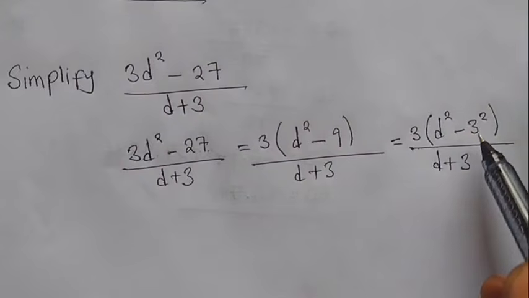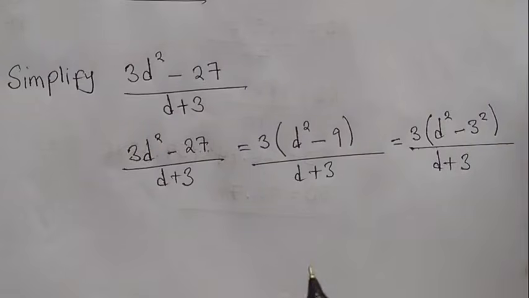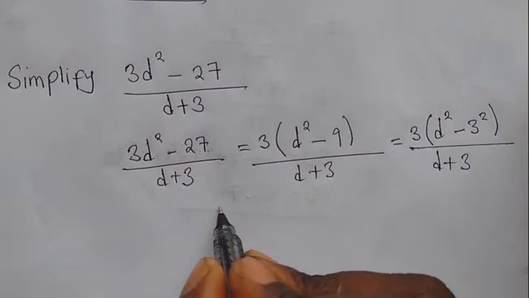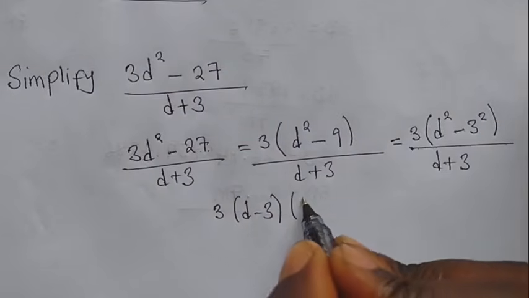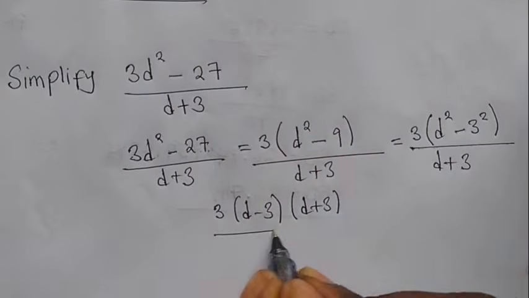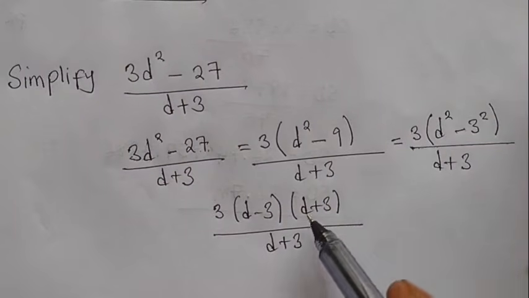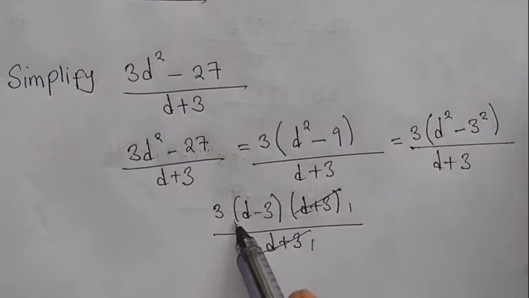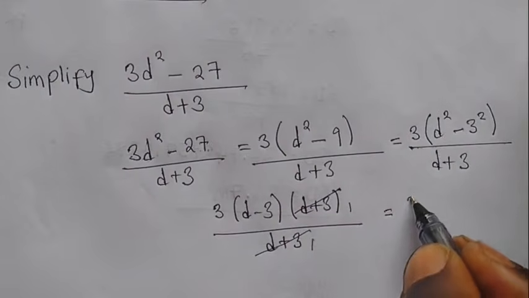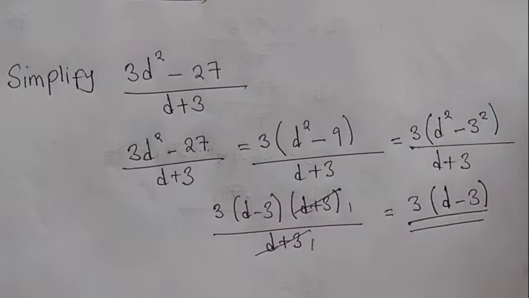So the reason we are writing this, because we have seen the squares and there is a minus. This tells us that we are dealing with a difference of 2 squares. So we are going to write 3 open bracket d minus 3 close bracket, then d plus 3, over d plus 3. So you can see that we have some terms that are common, this d plus 3 and d plus 3, which will give us here a 1, here a 1. So we remain with this term, which is 3 open bracket d minus 3 close bracket. Okay, so this is our final answer.